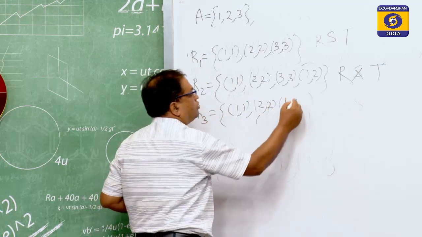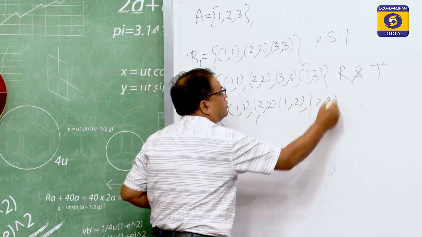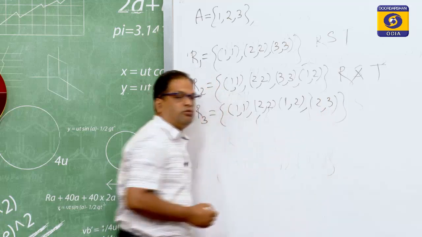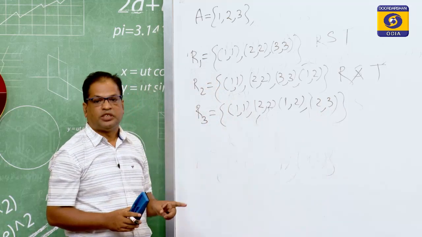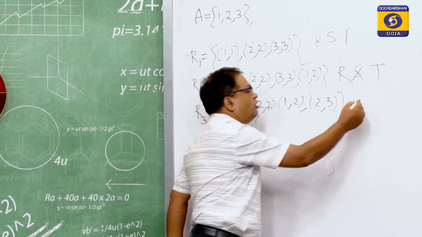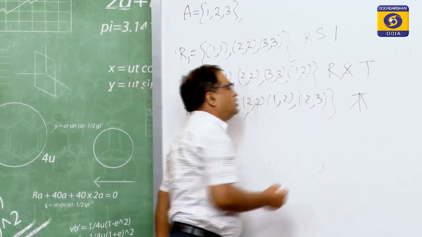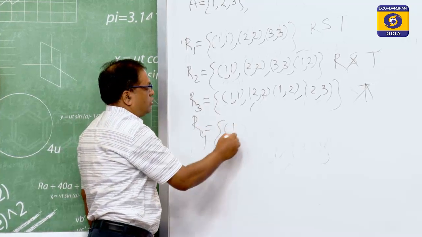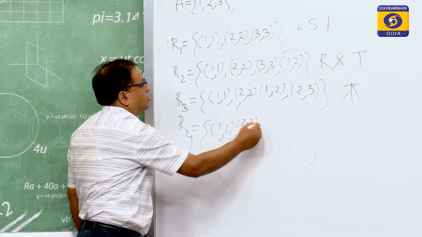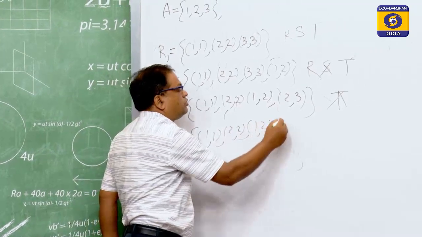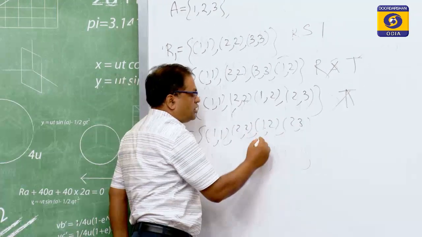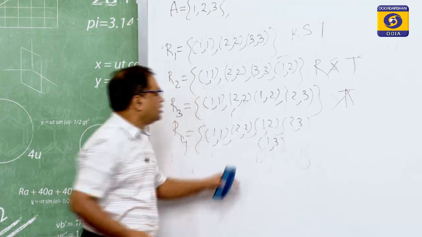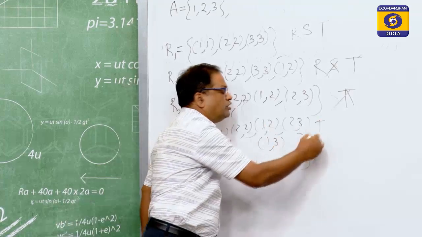And finally, suppose R3 = {(2,2), (1,2), (2,3)}. This is not transitive, because (1,2), (2,3) are present, there is no (1,3). So, this is not transitive. Now, we can make it transitive: (1,1), (2,2), (1,2), (2,3), and since (1,2), (2,3) are present, we have to add (1,3). Now, this is not symmetric. So, this is a transitive relation.